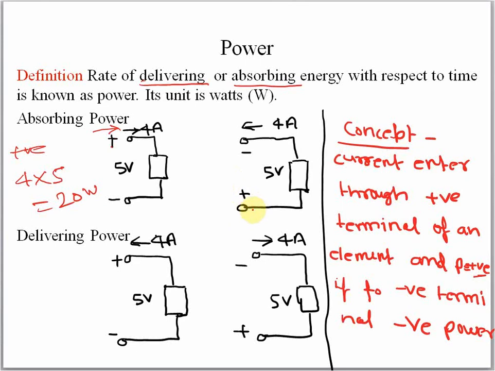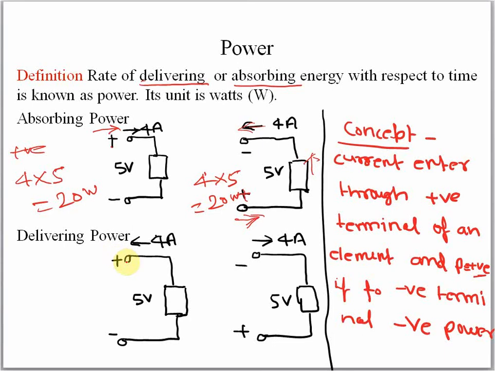Let's think about this circuit. This is our positive terminal and this is the direction of current. Current is entering the positive terminal, so we can write 4 into 5. So we have power equals 20 watt. This is also absorbing power.